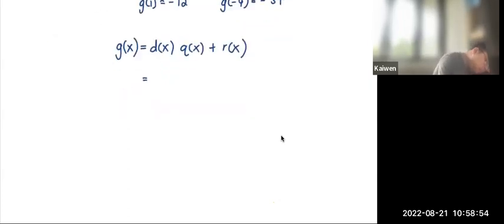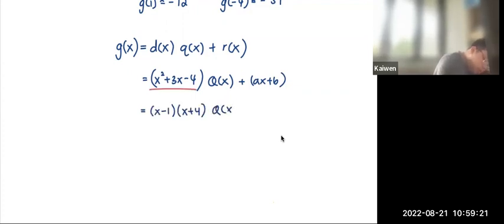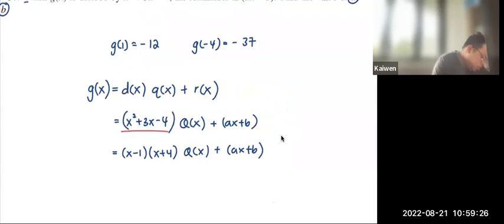So I'm going to write this properly. g(x) equals x squared plus 3x minus 4, multiplied by the quotient, which is currently unknown at the moment, plus ax plus b. This is where you need to realize something very interesting has happened. Can you simplify x squared plus 3x minus 4? You can. If you break this down, you get (x minus 1)(x plus 4) times the quotient, plus ax plus b, like this. And if you realize, they're all the same.